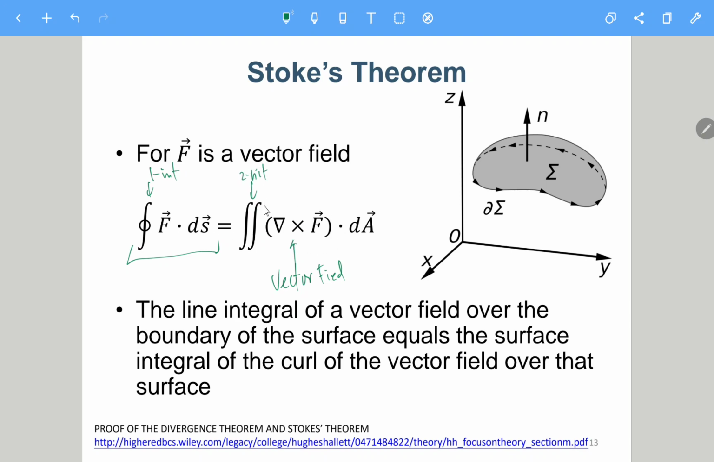For the curl, you still have some partial derivative here, so you can still consider it a first derivative. You use a first derivative to cancel one of the integrations, and it becomes a single integration. So it is also the fundamental theorem of calculus in two dimensions. It says the line integral of a vector field over the boundary of a surface equals the surface integral of the curl of the vector field over the surface.